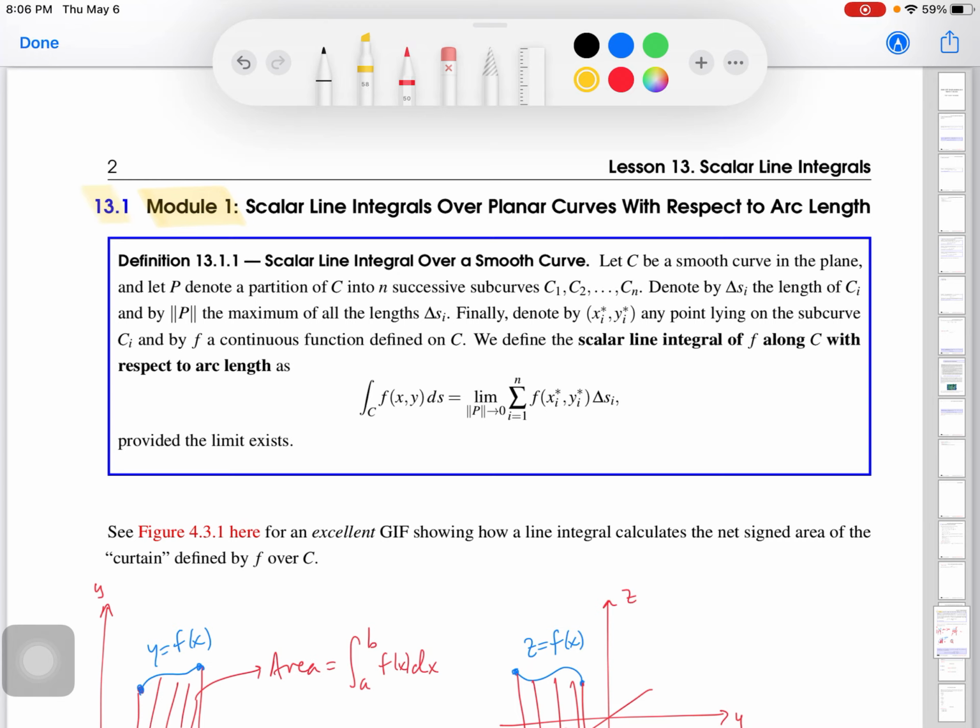This is Professor Fernandez, and in this video we are going to talk about Module 1 of Lesson 13. We are talking here about scalar integrals over planar curves with respect to arc length. So it seems like there's a lot going on, and I wanted to start right off in the lesson notes with this definition.